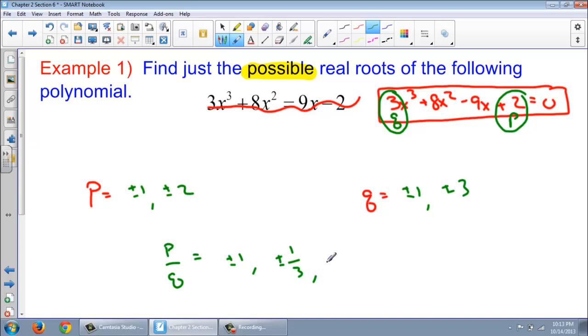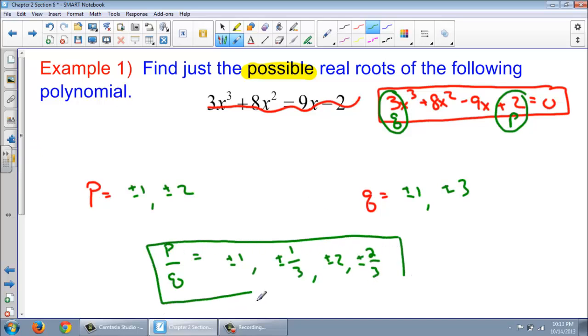2 divided by 1 is 2. And 2 divided by 3 is 2/3. Okay, so there it is. There is our possible real roots. Those aren't the actual roots, those are just the possibles: 1, -1, positive 1/3, -1/3, positive 2, -2, positive 2/3, -2/3.